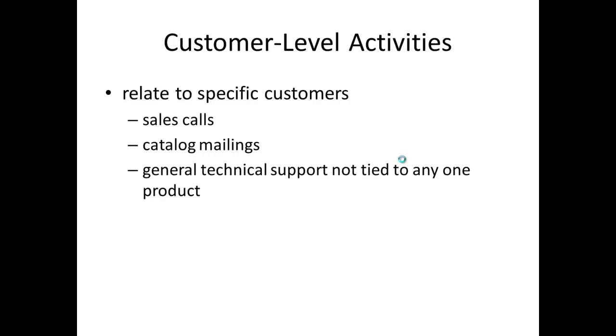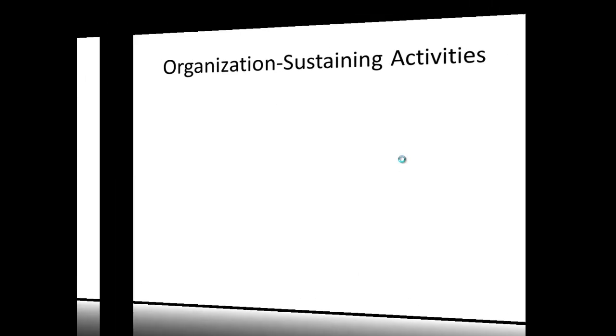At the customer level, these relate to specific customers, so sales calls, catalog mailings, or general technical support that's not tied to any one product. If we go out to specifically repair a product or go give training on a product, that would be product level. These are just related to general technical support that's not specific to any one product.